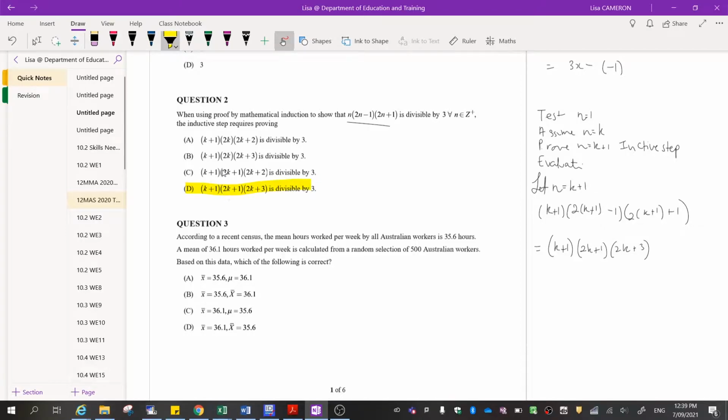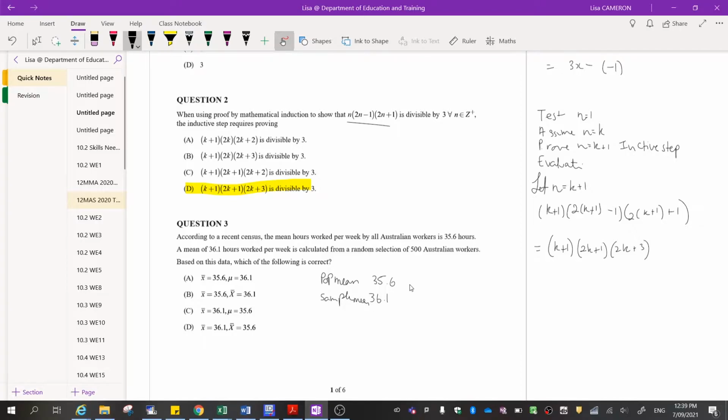Okay, so according to the recent census, now a census means it's population data. So the mean hours worked by Australian workers is, so population mean is 35.6, and the sample mean is 36.1.